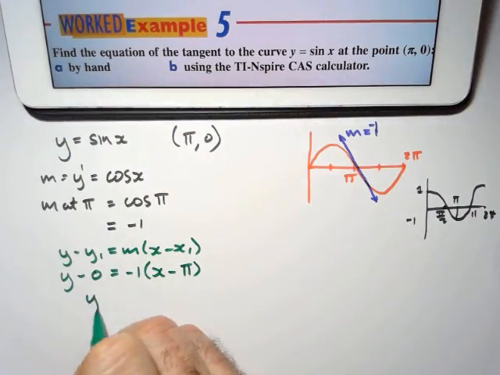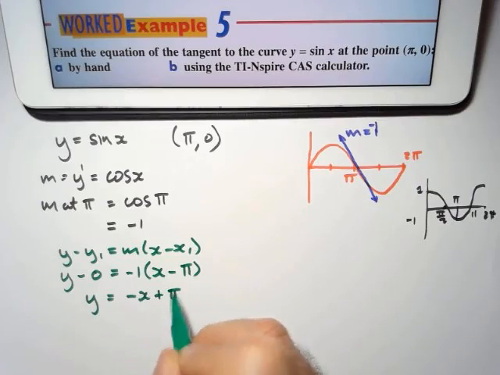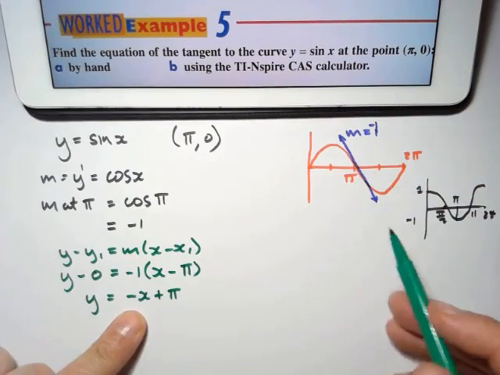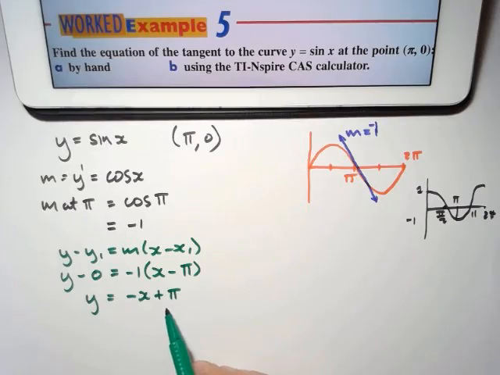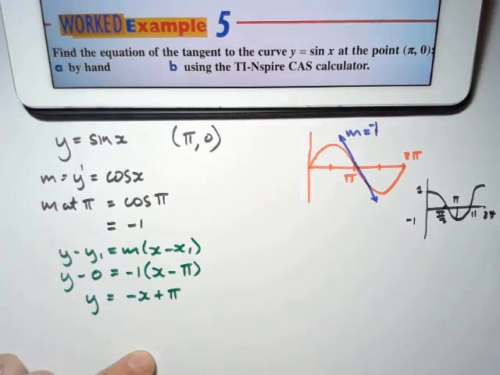And then if I simplify that, y equals negative x plus pi. That will be the equation of that line. And remember, pi is just the value 3.142, which means that is where that line is going to intercept my x-axis.